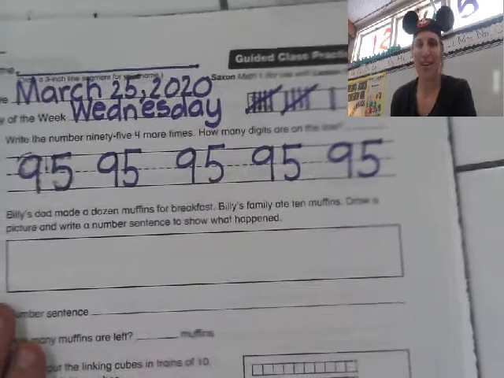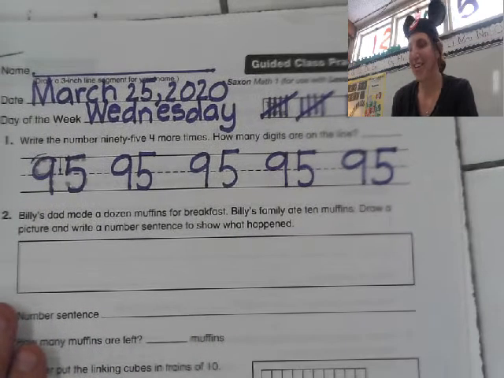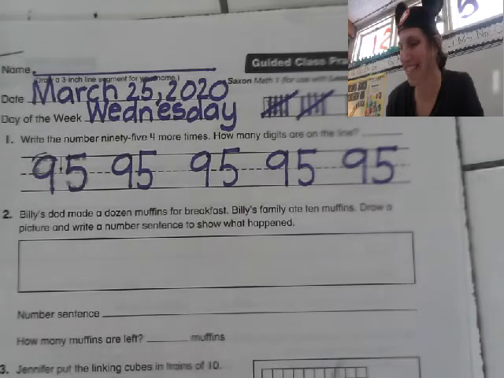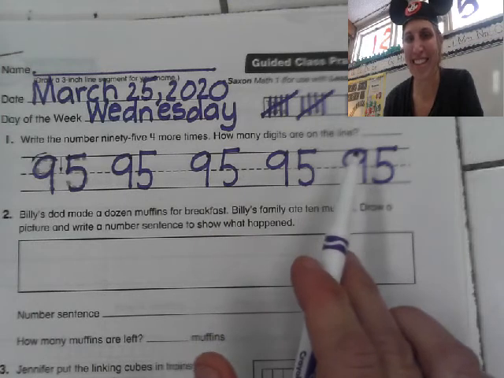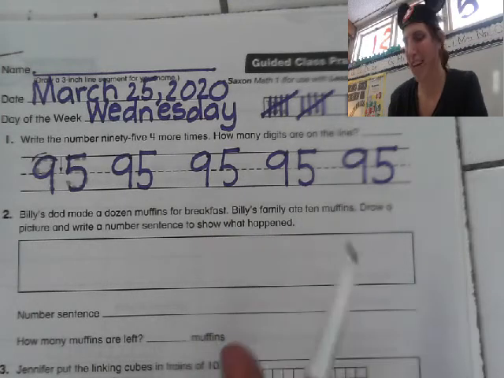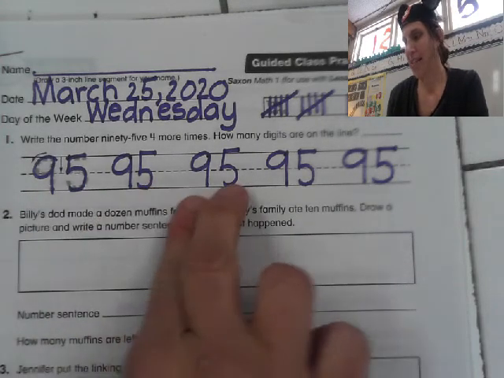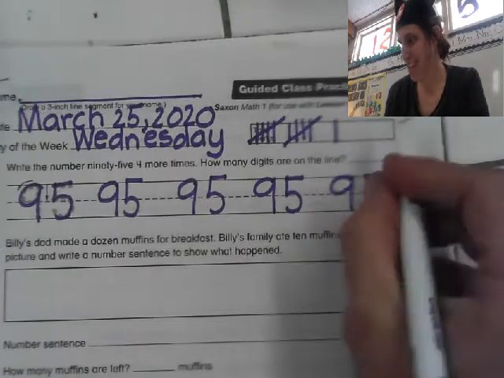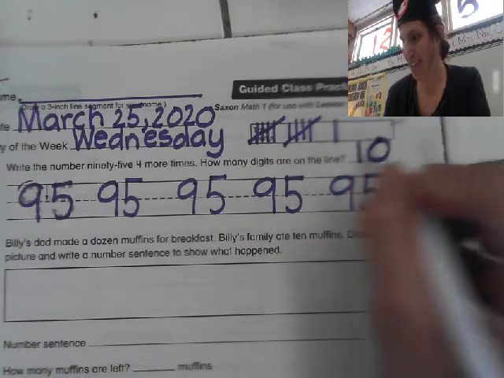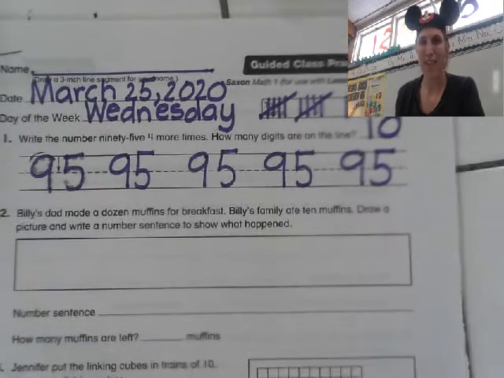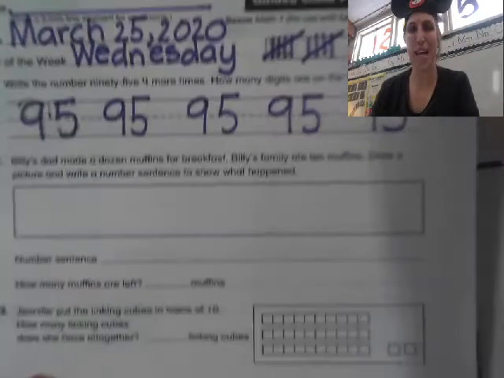Okay. All right. Go ahead and tell me how many digits are on the line. That's right. Let's count by twos. Ready? 2, 4, 6, 8, 10. 10 digits on the line. Very good. All right, we have a problem-solving story today.